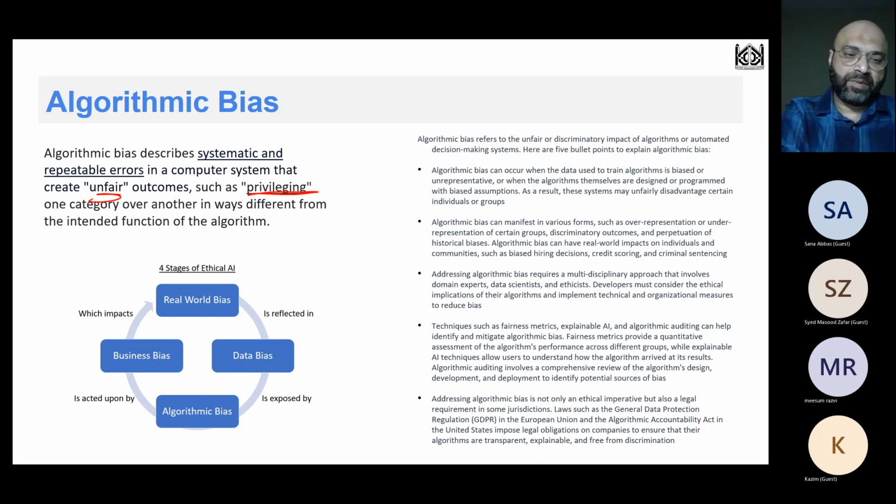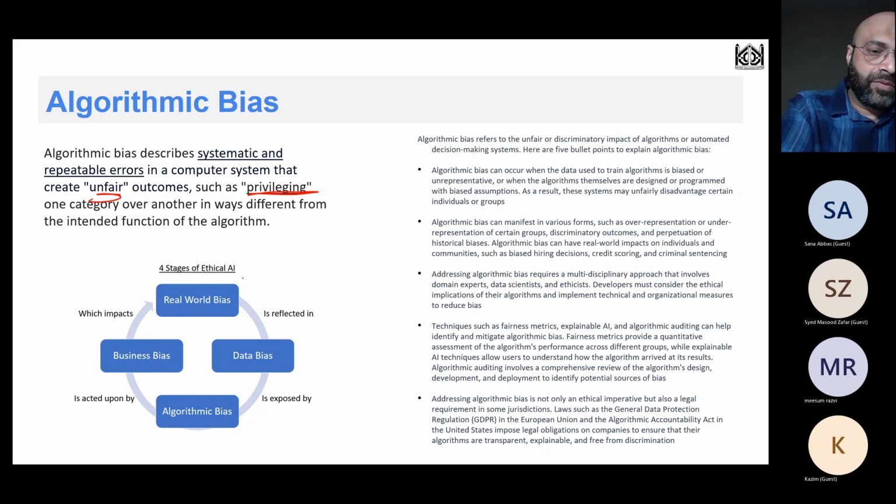So that's another example of biasing. Okay. So there are four stages of ethical AI, or say, there are four core biases. There are various other biases out there in the industry, but four of them actually hold pretty much the majority of it.